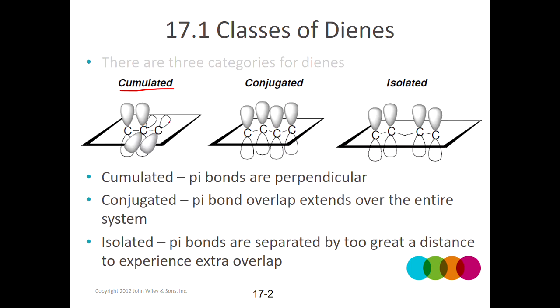So if we look at the p orbitals there, they're perpendicular, or in different planes. Right? So one might be perpendicular to the axis of the other.